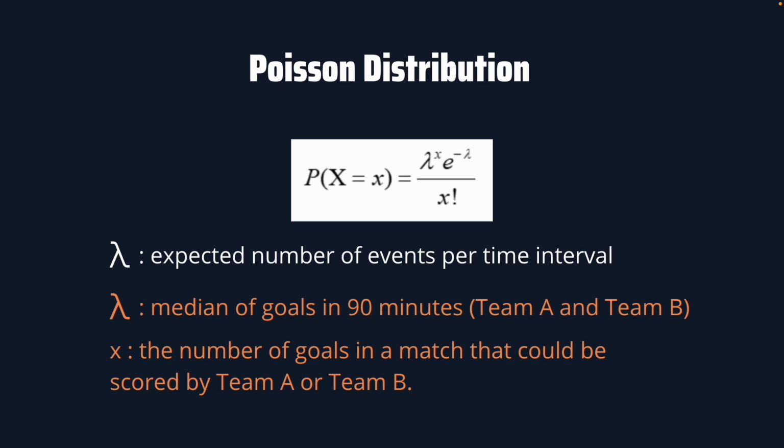So we're gonna have 2 lambdas, and then we have the x, and the x represents the number of goals in a match that could be scored by team A, or the home team, or team B, also known as the away team.